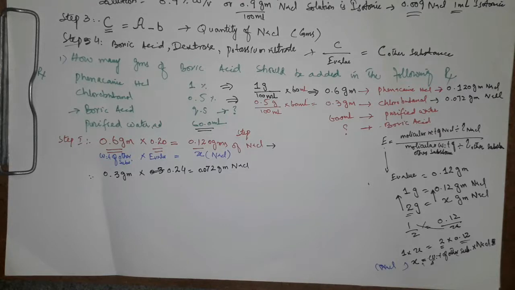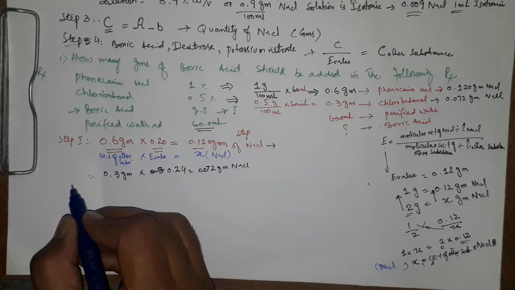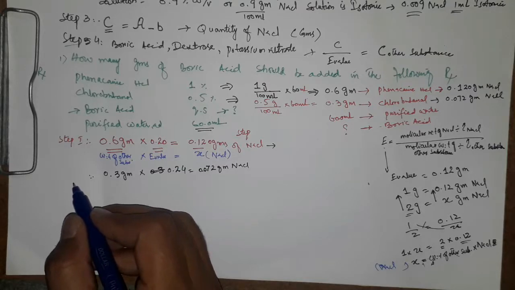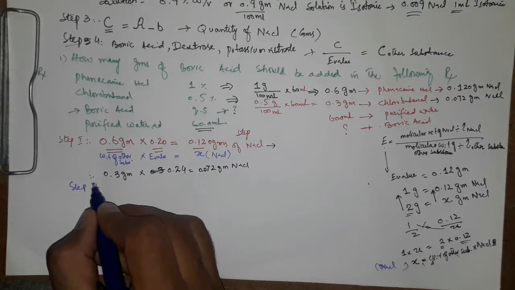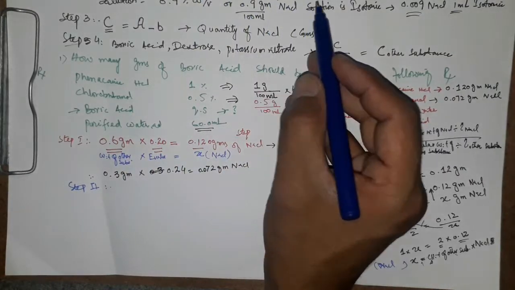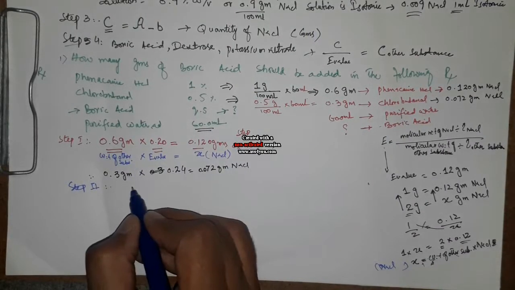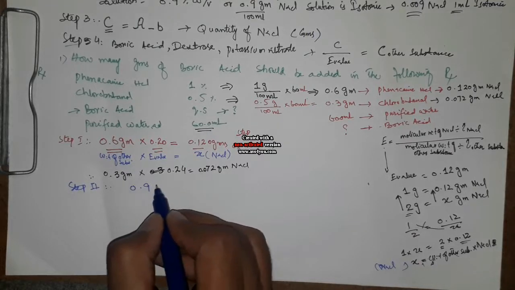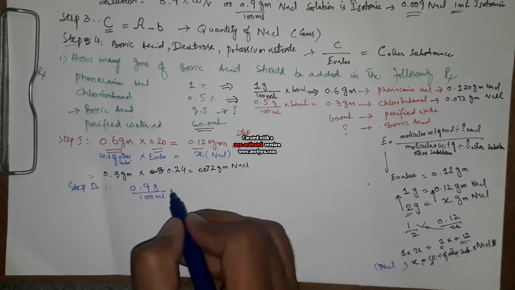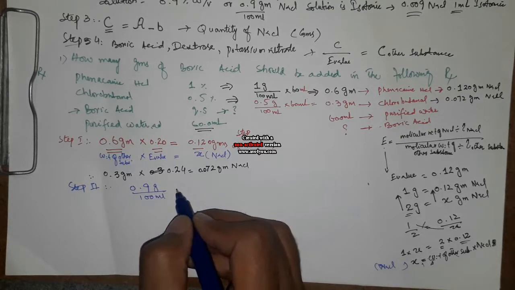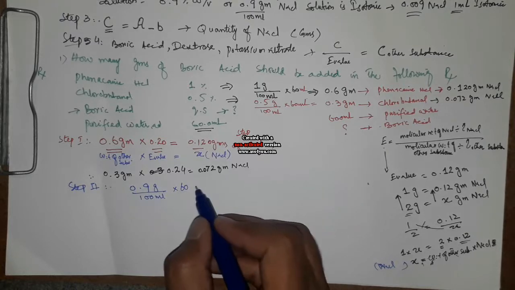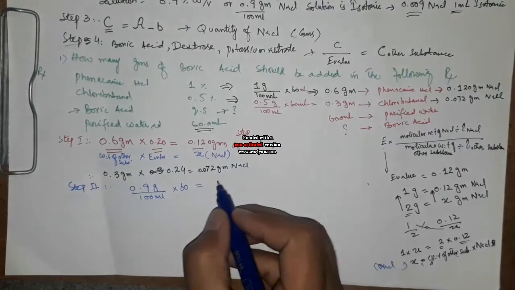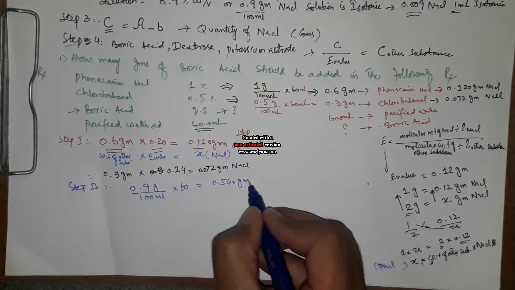Now what will be the next step? Sorry, this was step number one. What will be step number two? Step number two is to calculate the amount in grams of sodium chloride that is needed to make the solution isotonic. As we know, 0.9% or 0.9 gram in 100 ml makes the solution isotonic. So if 0.9 gram of sodium chloride is required for 100 ml, how much will be required for 60 ml? This is found by a very simple formula. This will become equal to 0.540 grams of sodium chloride.